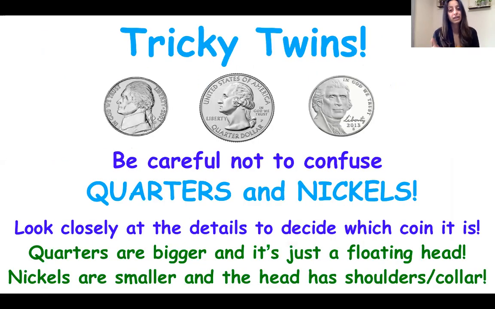And don't forget those tricky twins. Nickels and quarters look very, very much alike, so don't confuse them. Study the details of them very carefully. The quarters are bigger, and it's just a floating head. Nickels are smaller, and the head has shoulders and a collar that it's wearing.